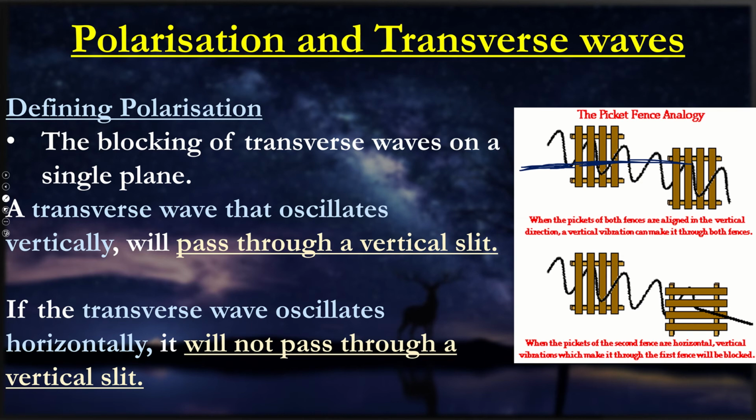What I mean by a plane is vertical, horizontal, something like that. Light is a transverse wave because it oscillates perpendicular to its direction of movement. If we have a transverse wave that's oscillating horizontally, it cannot pass through a vertical slit. So we have an example here. This one's vertical, and it's passing through a horizontal slit. The only orientation it has is to go up and down vertically, so it cannot pass through the horizontal slit of the polarizer.